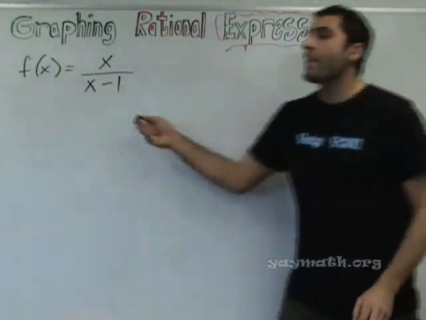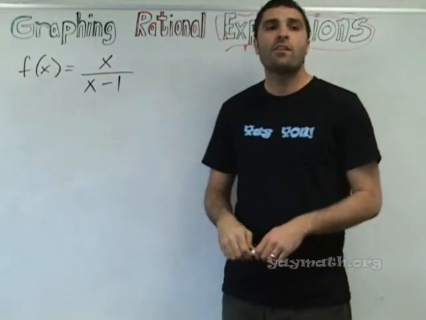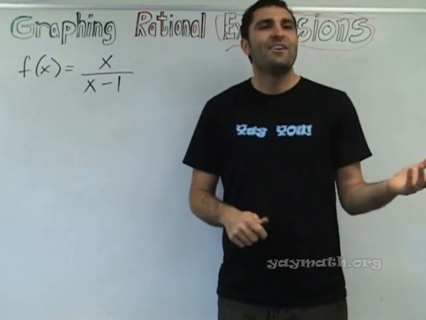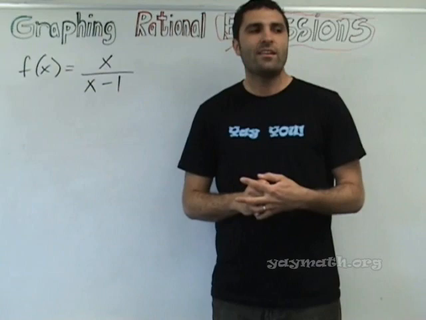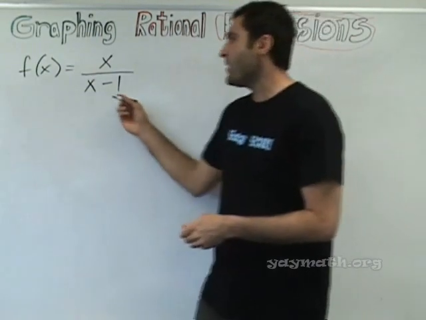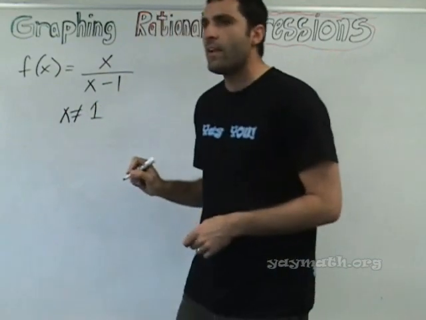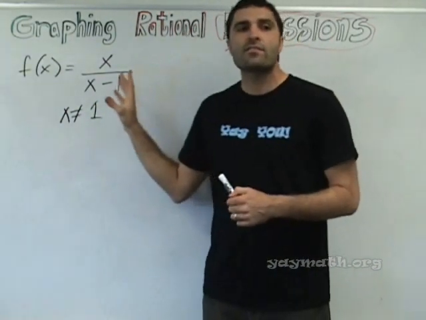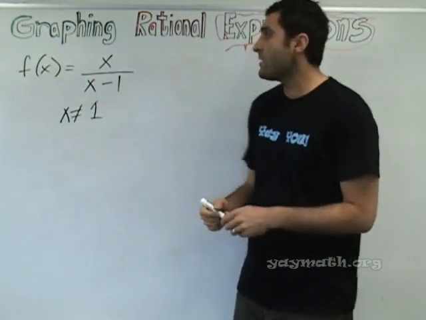So in other words, are there values for x in which the denominator would be 0? Very good. So what number would that be? 1. So x can't be equal to 1. Okay? That's an important thing. Can x be anything else? Can x be equal to 0? Oh yeah, x could be 0.